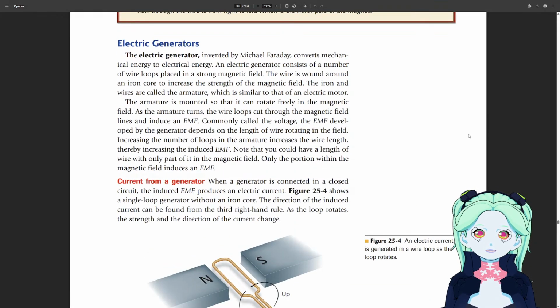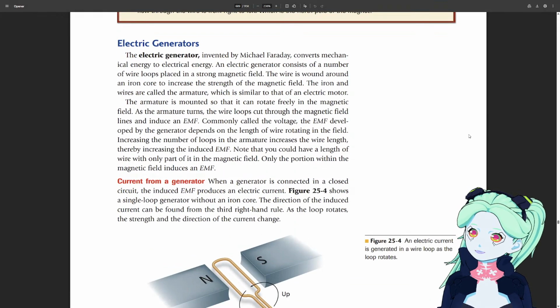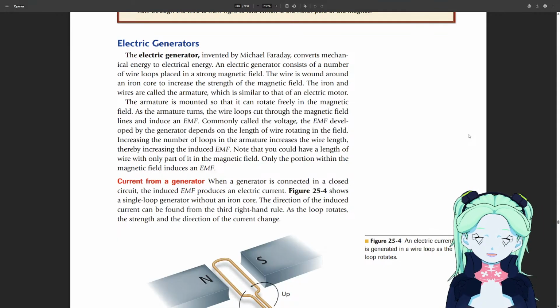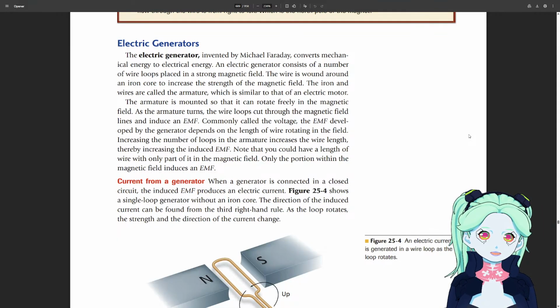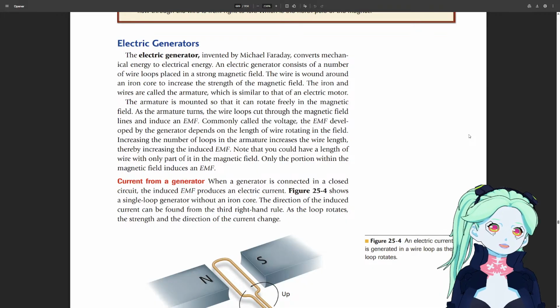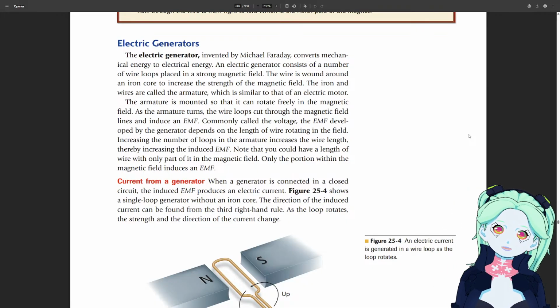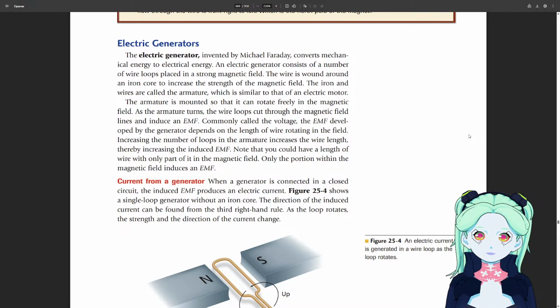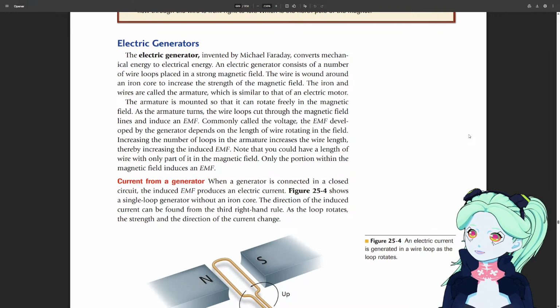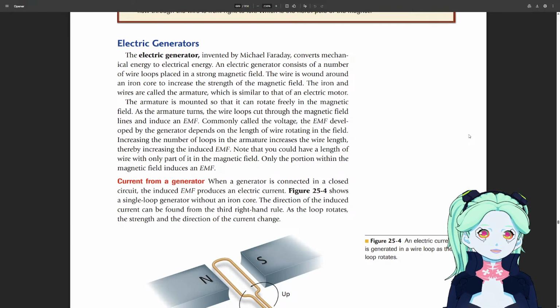The armature, okay. The wire is wound around an iron core to increase the strength of the magnetic field. The iron and wires are called the armature, which is similar to that of an electric motor. The armature is mounted so that it can rotate freely in the magnetic field.